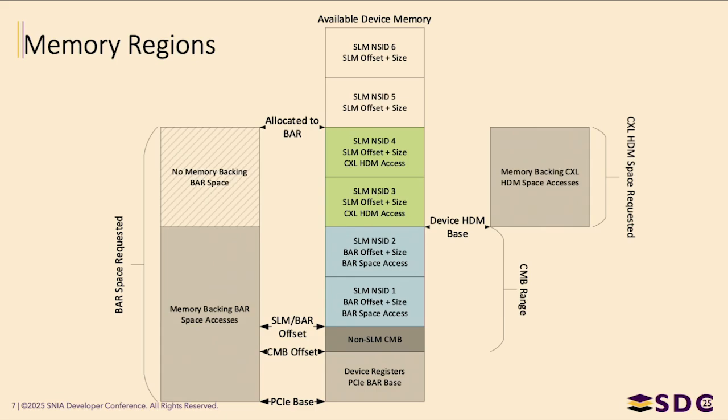And that's what we're looking at on the left-hand side and the right-hand side of our memory diagram. The left-hand side shows the full bar space that we need to request. Some of it, as it turns out, as the boot process continues, has no memory backing that bar space, so it was allocated, but it's unused. Instead, the memory backing it is shown on the right-hand side, which is the memory backing that CXL HDM space for those namespaces.